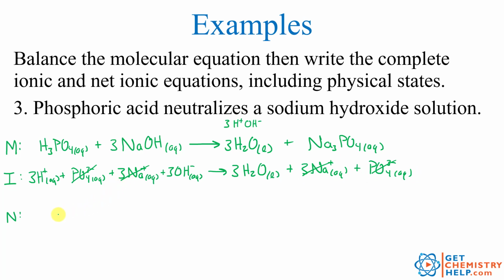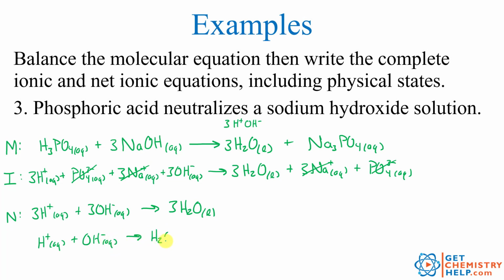So now for the net ionic, we write whatever is left, which was 3 hydrogen ions combining with 3 hydroxide ions to form 3 water liquids. But one last little step, again, this is not the simplest ratio, 3 to 3 to 3. So we're going to reduce that down to hydrogen ion plus hydroxide ion combined to form water liquid.